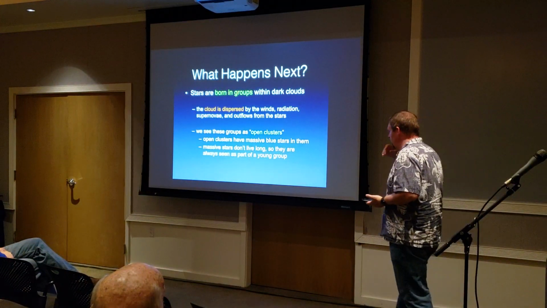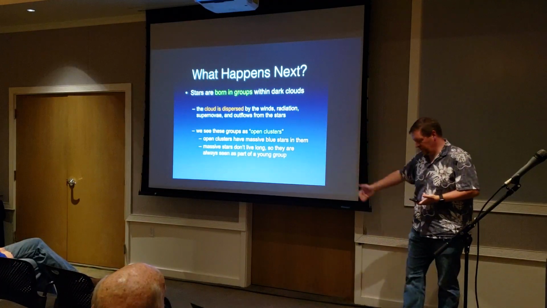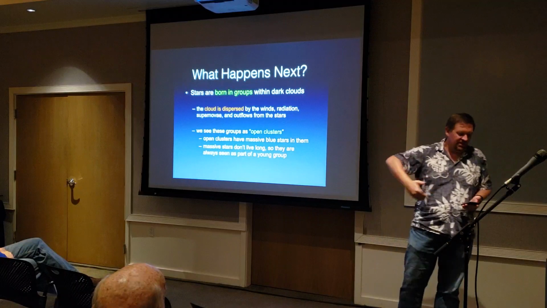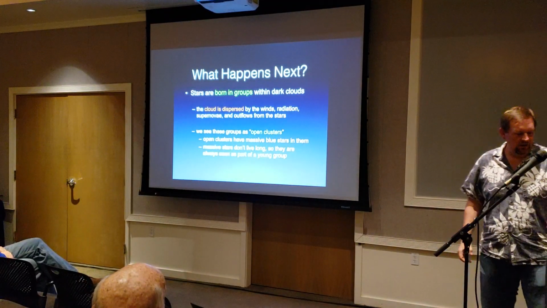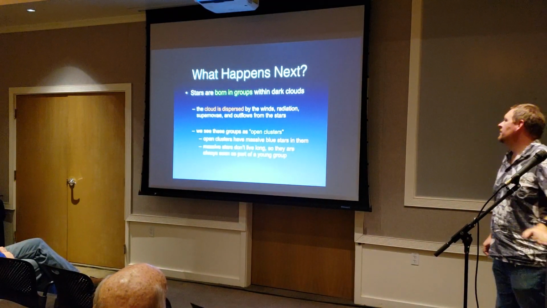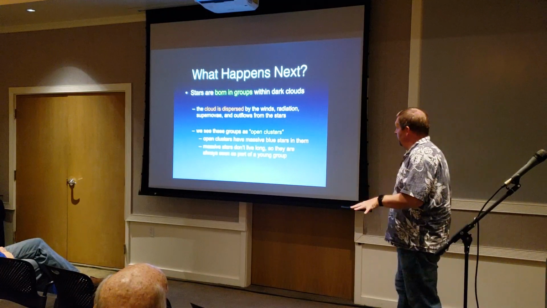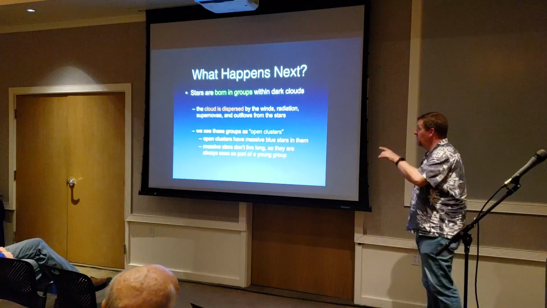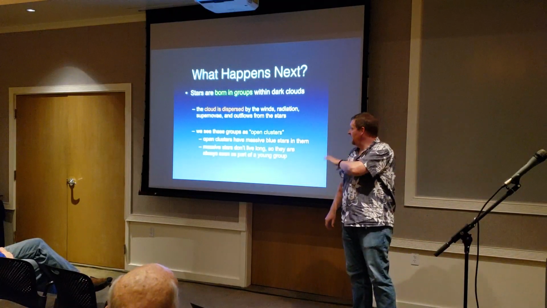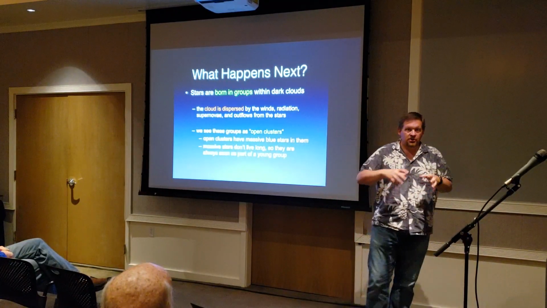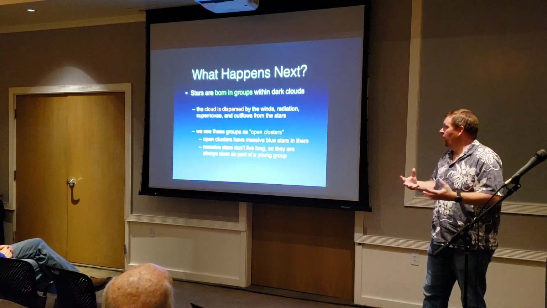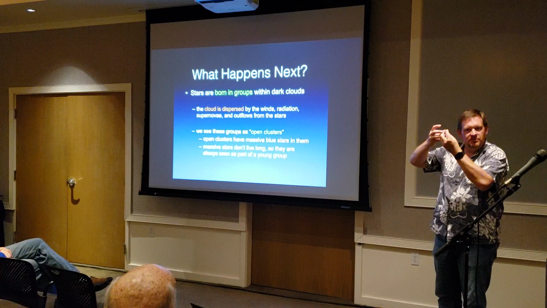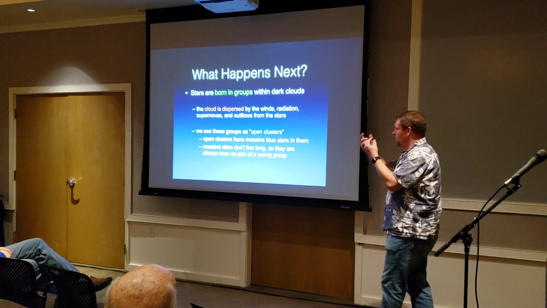So that's the progression through star formation. I want to finish by continuing the story a little bit further along, which is what happens next. We know that stars are born in groups in these dark clouds. We know that the cloud gets dispersed by the winds, the radiation, supernovae, and the outflows from the stars. So what you have left over at that point is what we call an open cluster. You've got the group of stars still sitting together in the area that they were formed.